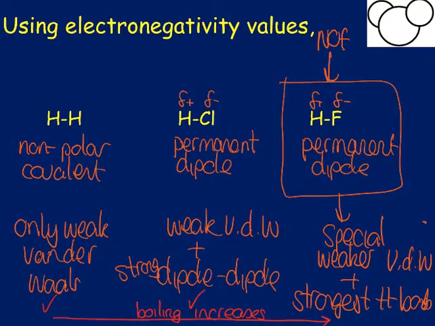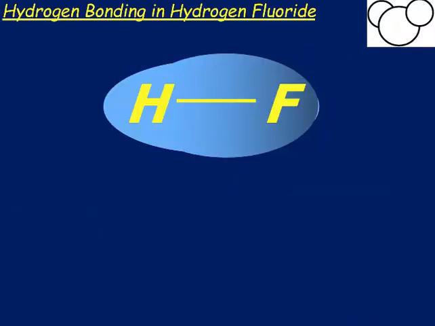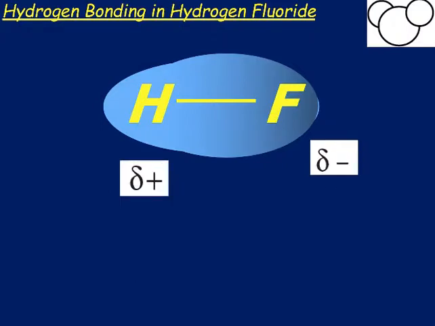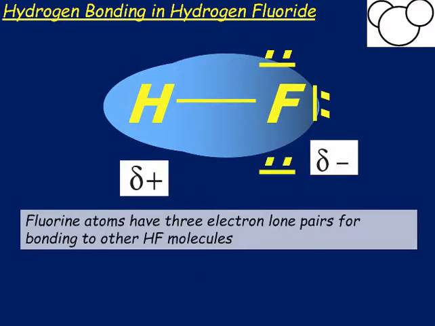Okay, so once you have the strongest hydrogen bonding, you're going to have a really high boiling point. Now this is HF, and you should have this in your book. When you do your polarity, we've said the H will be delta positive, the fluorine will be delta negative, and we have these 3 lone pairs. So fluorine atoms have 3 electron lone pairs that they can bond with other HF molecules.